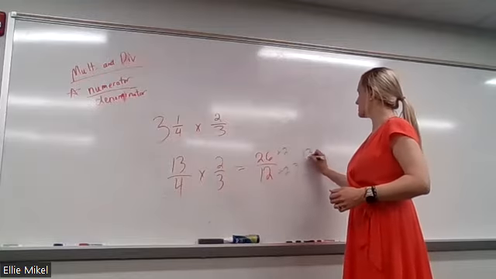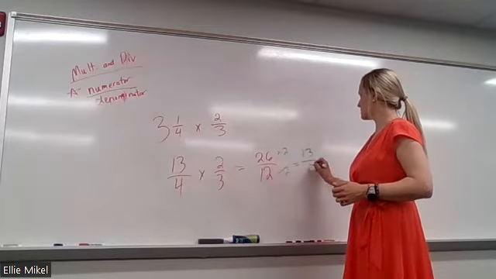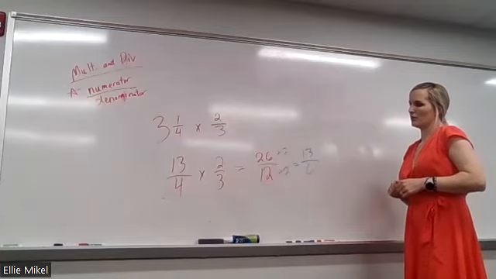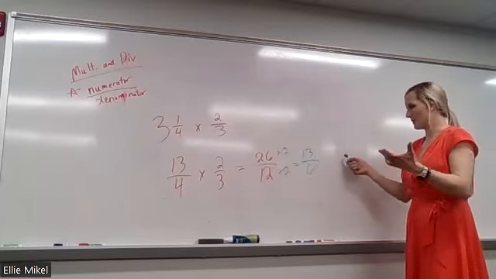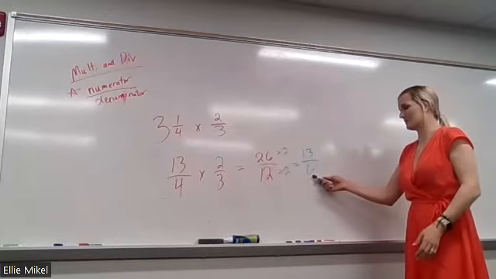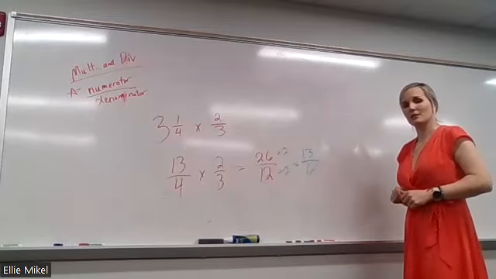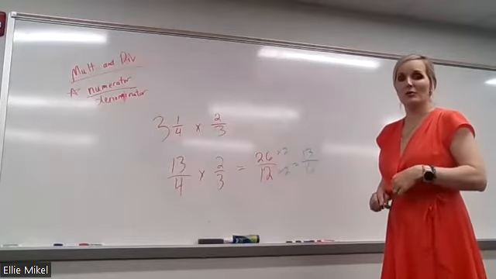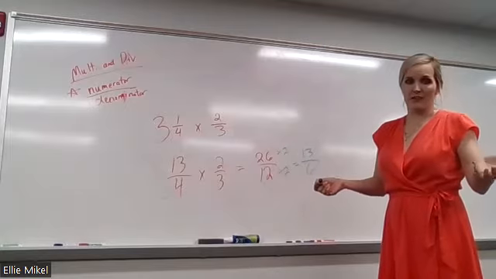26 divided by 2 is 13. 12 divided by 2 is 6. So I end up with that reduced fraction, 13 over 6. This might be an acceptable answer on the HESI. Some places accept those improper fractions, and some, again, want it to be out of that improper form.